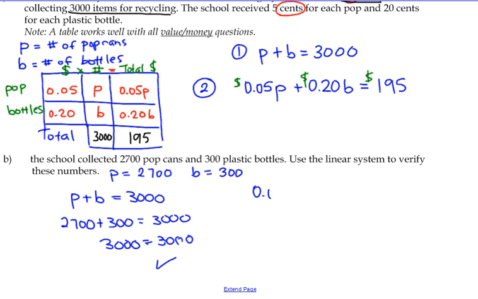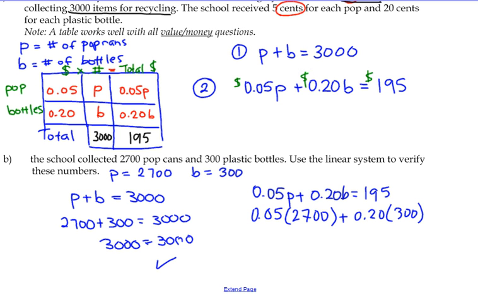And then the last one, we need to plug that one in. So 5 cents each times 2,700 plus 20 cents each times 300 of those has to equal $195. So I believe this is 135 and this is 60, which gives us 195. Left side equals right side. So that is the solution.